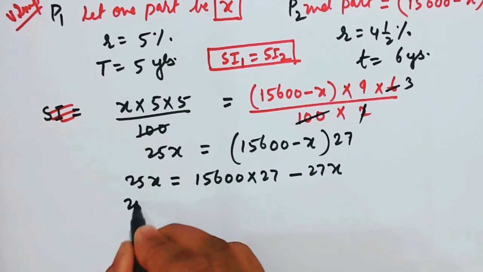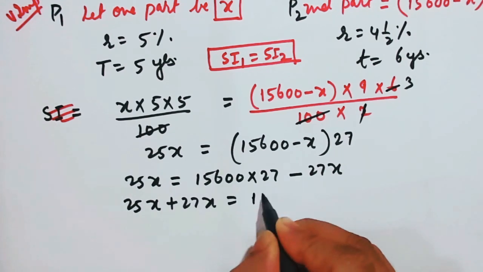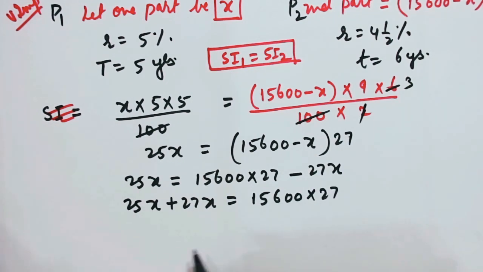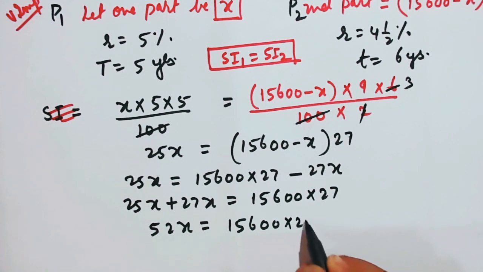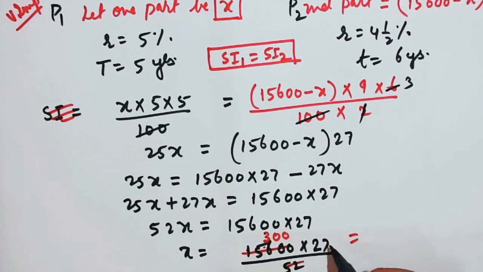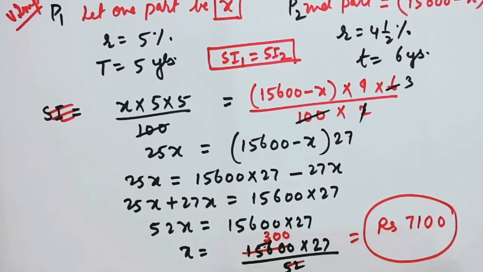क्या बात है. So 25x, ये वाला minus 27x will come this side, it will be plus 27x is equal to 15600 into 27. 25x plus 27 कितना होता है, is equal to 52x. 52x बेटा 15600 into 27, तो x का वैल्यू क्या होगा, x will be equal to 15600 into 27 by 52. 52 how many times, 52 3 times, ये वाला, ये 3 times 156, 2 0 बैठाओ, and then 27 into 300 is equal to rupees 7100. तो हमारा प्रवचन खत्म.